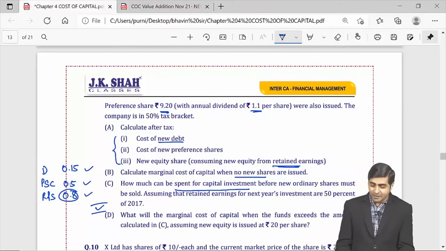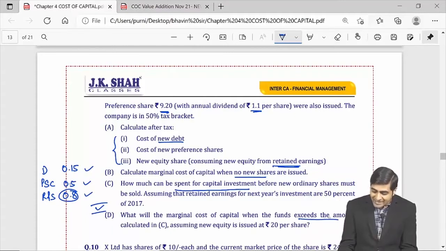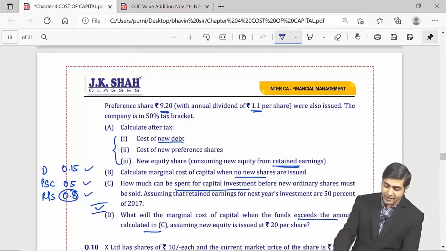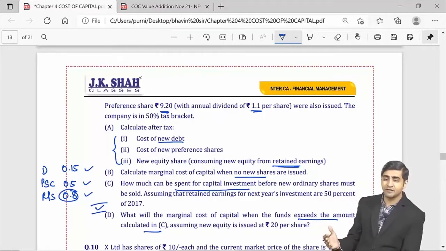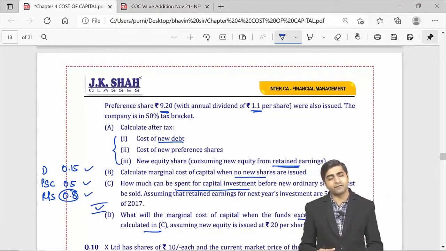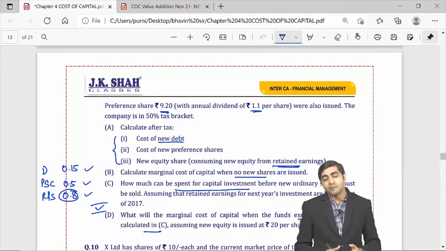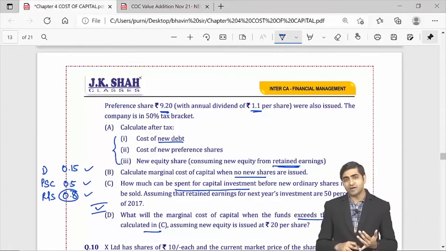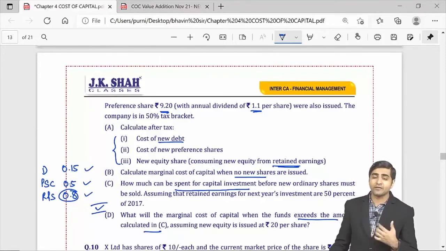While considering D part, my dear students, if you want to raise the fund which is exceeding the amount calculated in C above. So right now also, you can take 11,800 and divide that by your 0.8, you will be getting 14,750. So this 14,750 you can raise by way of your new debentures, new preference shares, and your reserves and surplus. But if you want to raise anything above 14,750, then your reserves are now exhausted. So that's why now you have to compulsorily go for your fresh issue of equity shares.